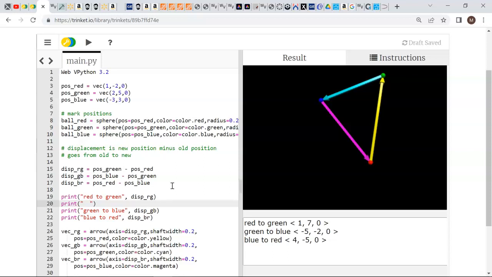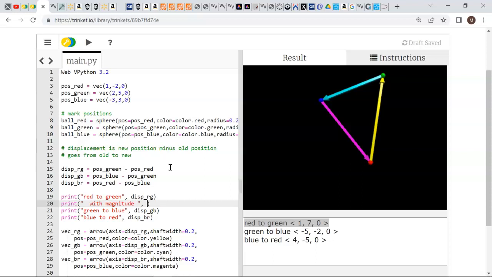So red to green, the vector representing that displacement has the components 1, 7, 0. It's over here. So what is the size of that displacement? What is its magnitude? Now we could use the Pythagorean theorem, but VPython will do the work for you. Inside the quotations, I will write "with magnitude." Magnitude is a name for size. And outside the quotations, a comma. And I want to calculate the size of this arrow.